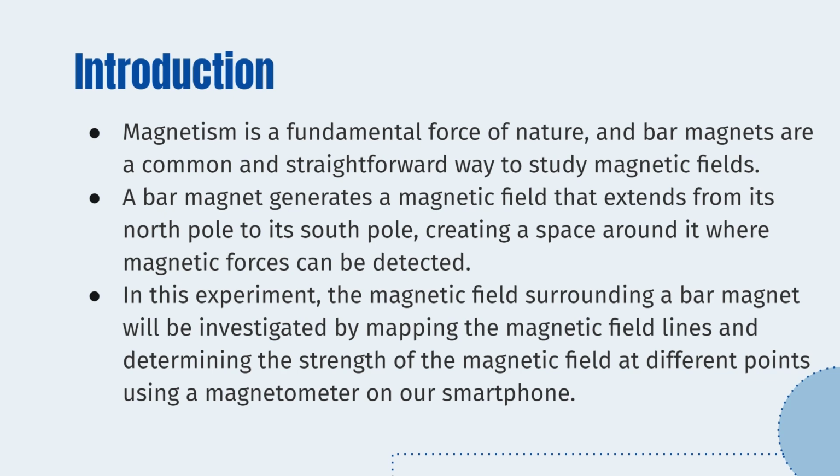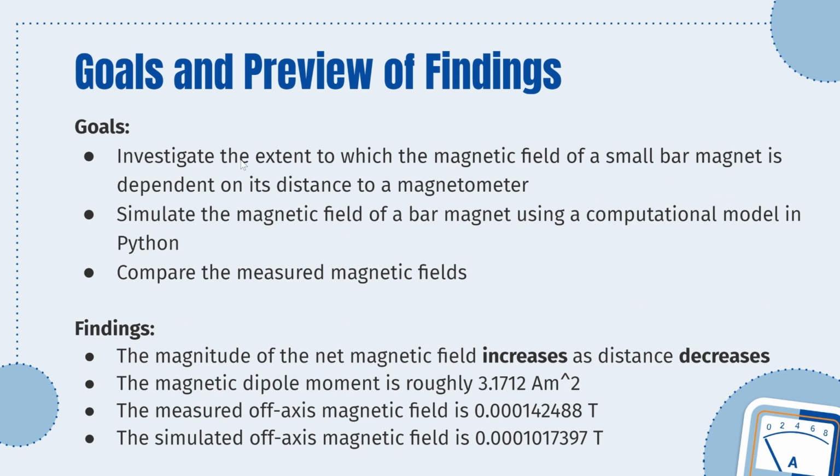In this experiment, the magnetic field surrounding a bar magnet will be investigated by mapping the magnetic field lines and determining the strength of the magnetic field at different points using a magnetometer on our smartphone. So the goals of this lab were to investigate the extent to which the magnetic field of a small bar magnet is dependent on its distance to a magnetometer, to simulate the magnetic field of a bar magnet using a computational model in Python, and to compare the measured magnetic fields.